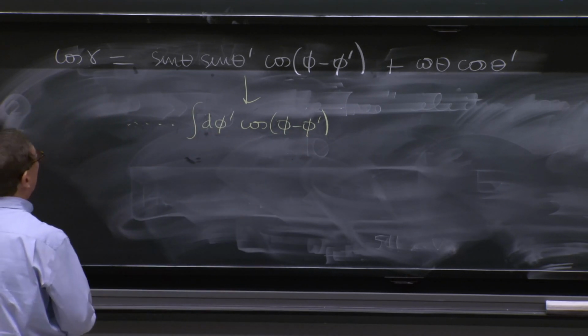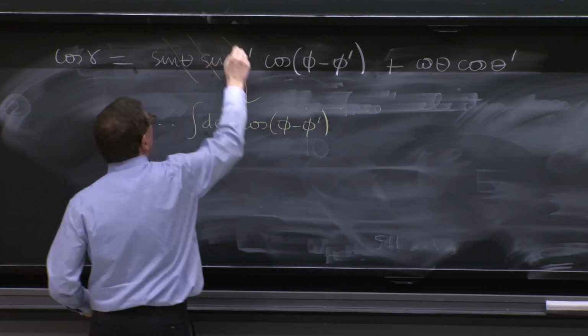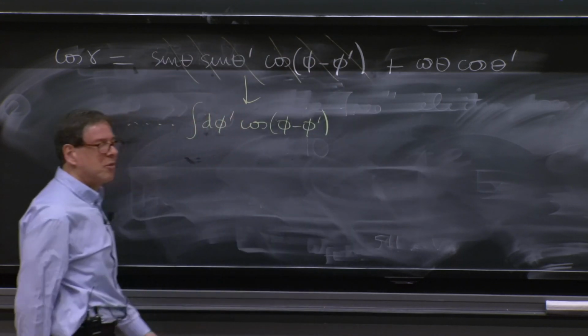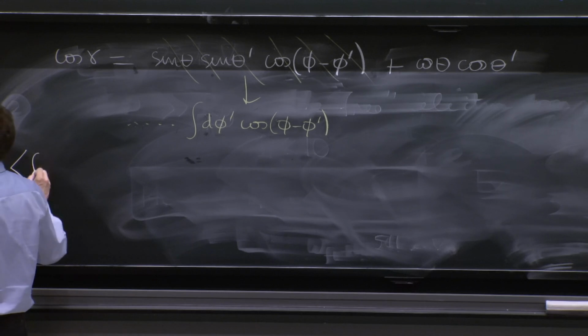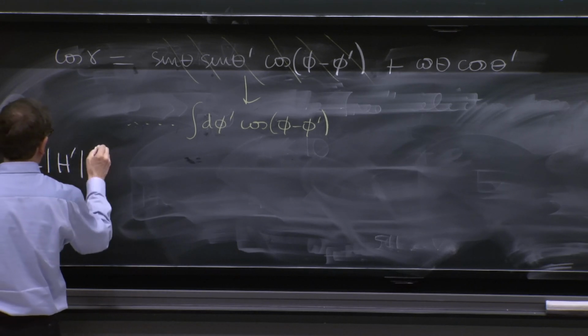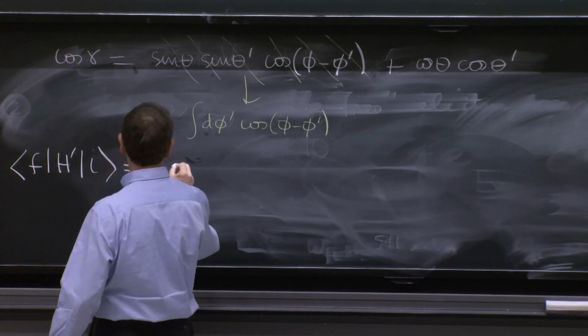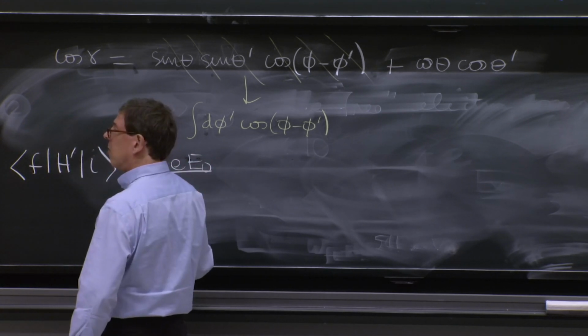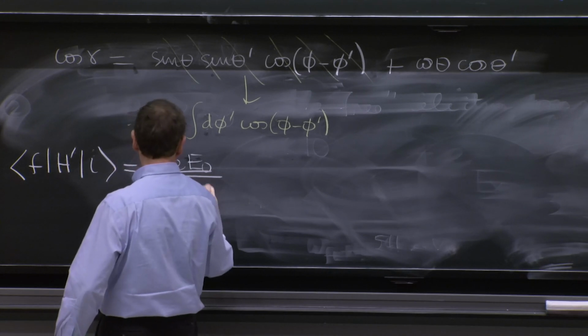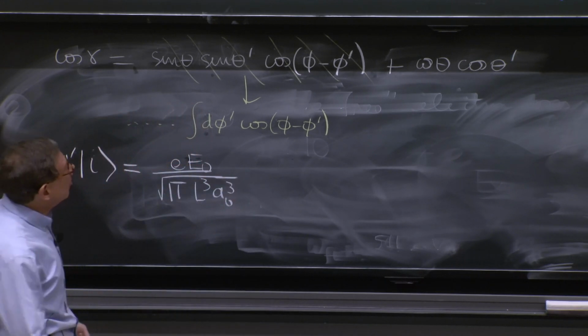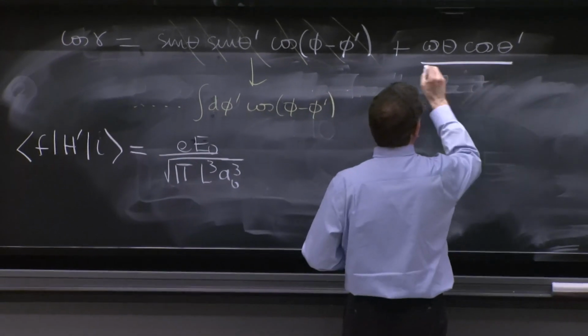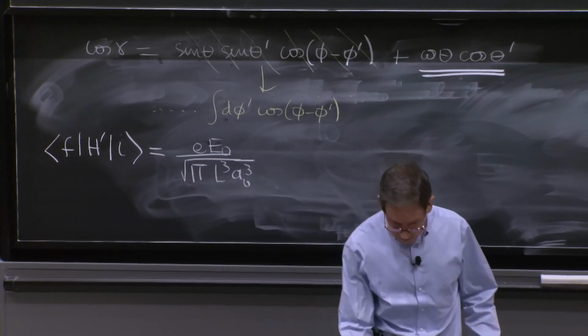So happily, all this term will not contribute. And that's what makes the integral doable. So what do we have then? Our whole matrix element, f h prime i, has become E naught over square root of pi L cube A0 cube. And now you just have to integrate. This is the only term that contributes.